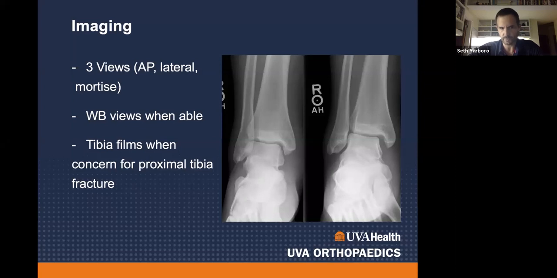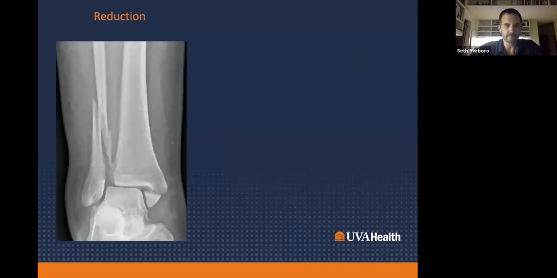So you want to see the proximal portion as well anytime. You know, for the fracture we have here, there's no obvious fracture, but there appears to be displacement, instability at the joint. You want to rule out a proximal fibula fracture, that Maisonneuve pattern.